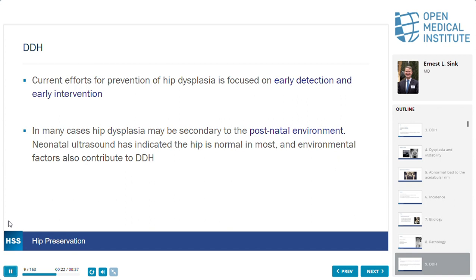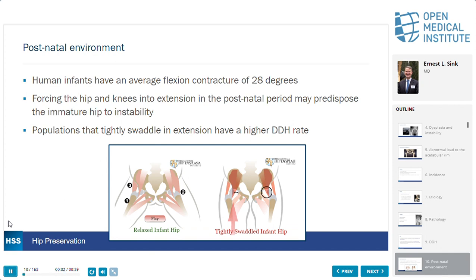Neonatal ultrasound has indicated that in a very young, 2-month or second trimester patient, more of the hips are normal then, and as they get older and bigger, that's where we start to see some of the dysplasia, the factors that contribute. Human infants have an average flexion contracture of 28 degrees. They're all born like this.